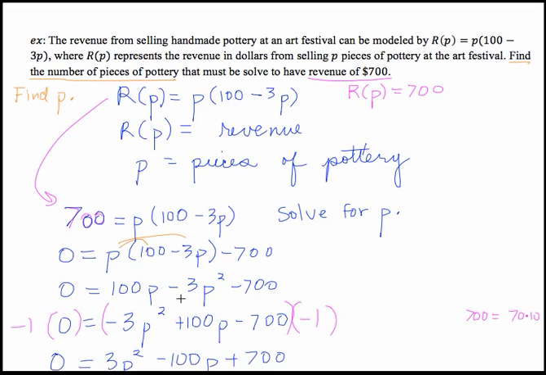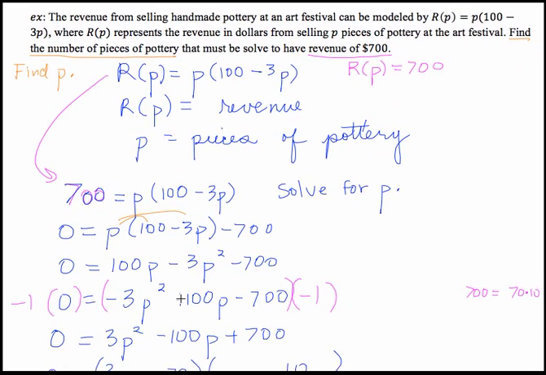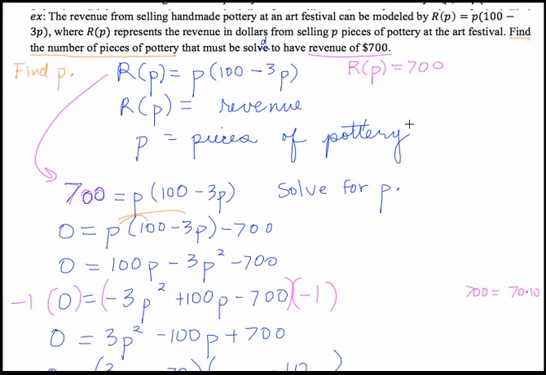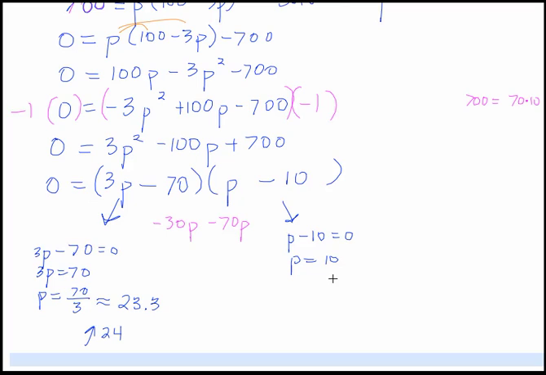So let's read the question again. It says, find the number of pieces of pottery that must be sold, that's supposed to say sold, to have a revenue of $700. So it looks like if they sell either 10 pieces or 23, about 24 pieces, either way, they'll make $700, which is kind of interesting.